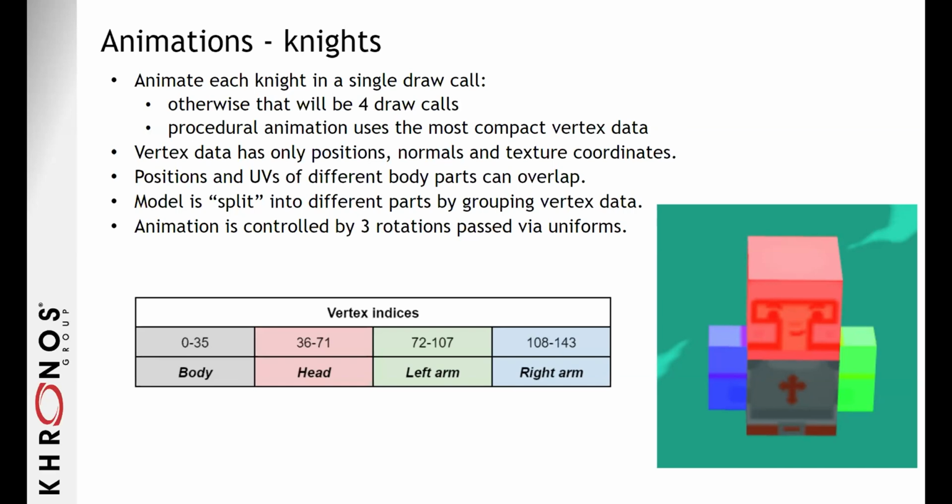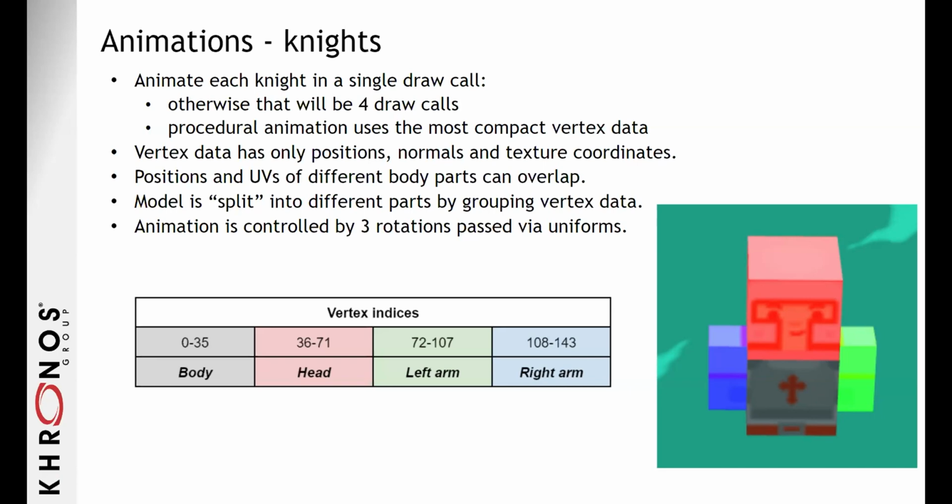So to animate the knight, the vertex shader must somehow detect the body part of the current vertex. And vertex data has only positions, normals, and texture coordinates. No additional information like bone ID or something else is present. Positions and UVs of different parts can overlap. For example, the bottom of the head is the same as the top of the body, which means that we cannot rely on positions or UVs of these vertices. So to split the model into separate parts, vertex data is just grouped into sections for each separate body part. First is body, then next is head, and then arms.